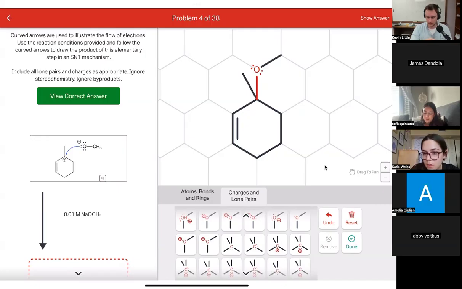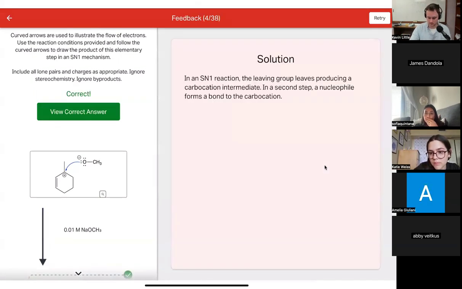Arrows show the movement of electrons and usually the formation of bonds, but they can show breaking bonds or moving bonds. More often than not, we're forming bonds in this class.